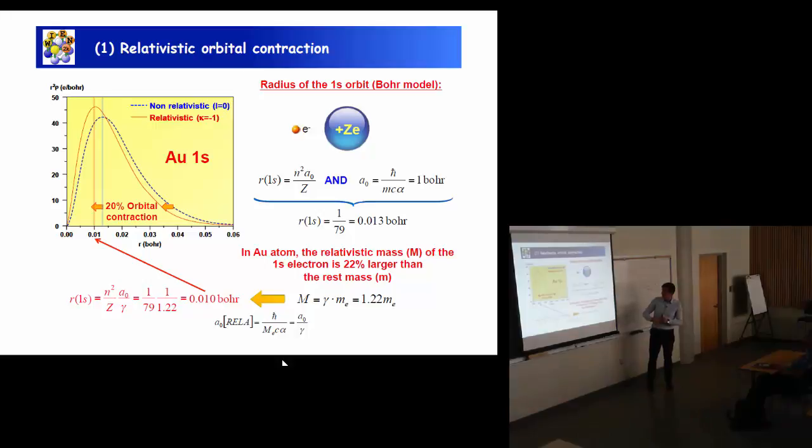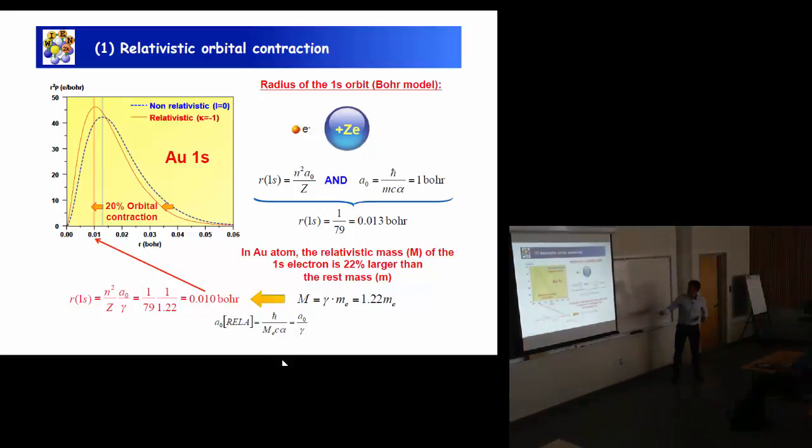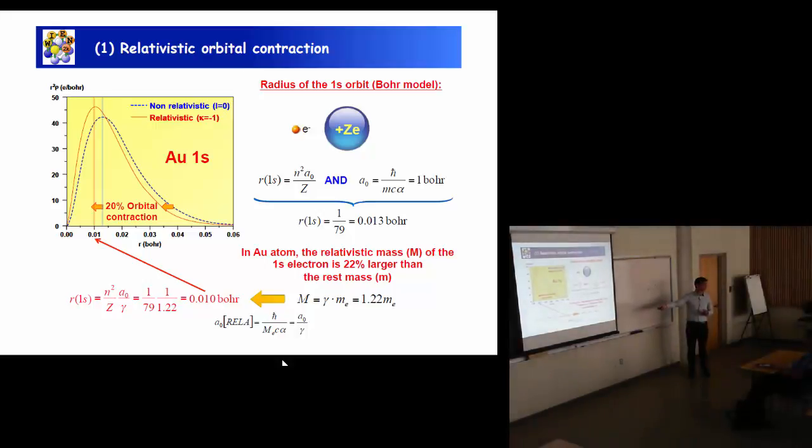This electron will be really fast. It will be not far from the velocity of light. I don't remember exactly the value, but the fact that you have 20% of mass enhancement is clearly an indication that you are really fast. You are close to the velocity of light, simply because there are 79 protons which are attracting you. And the only way to fight against that is to be fast. You have to find a way to avoid this attraction.